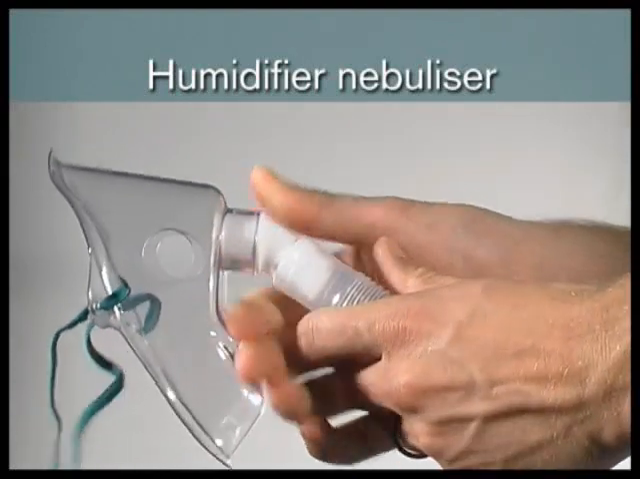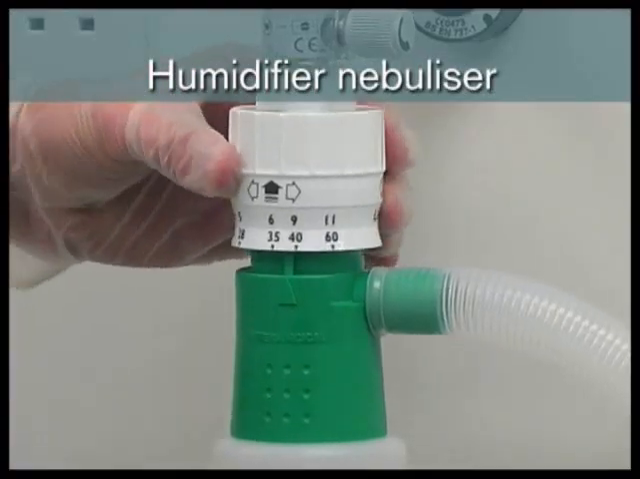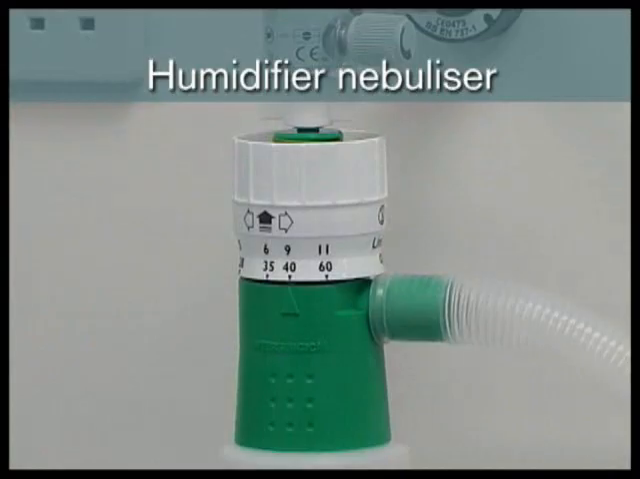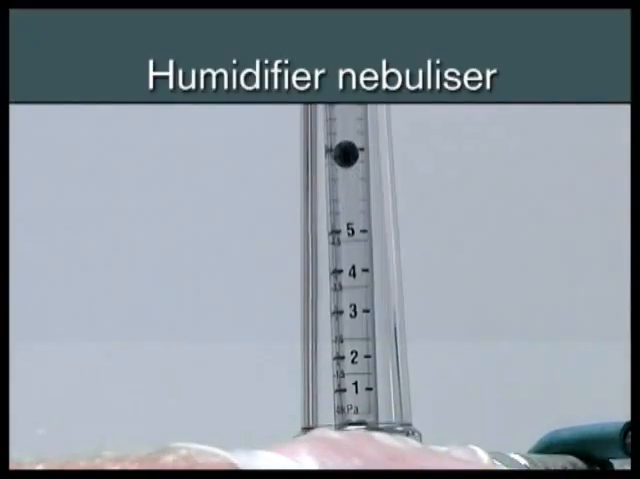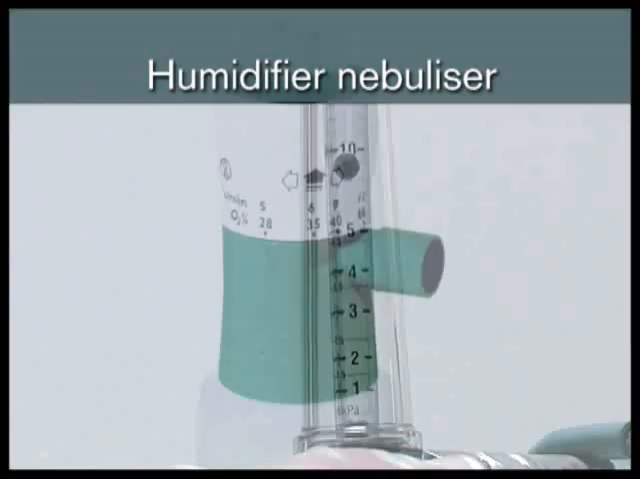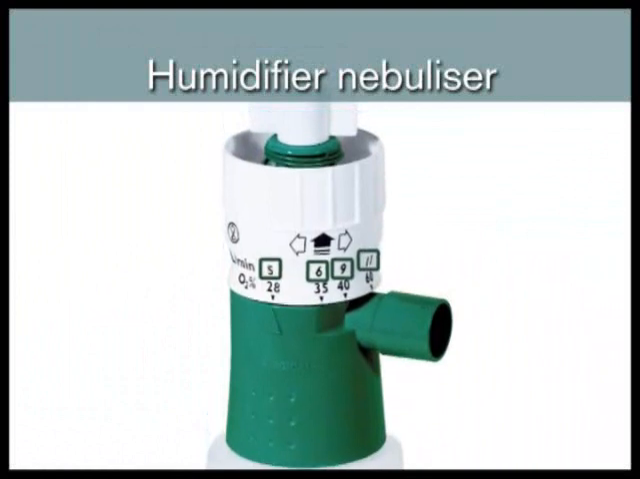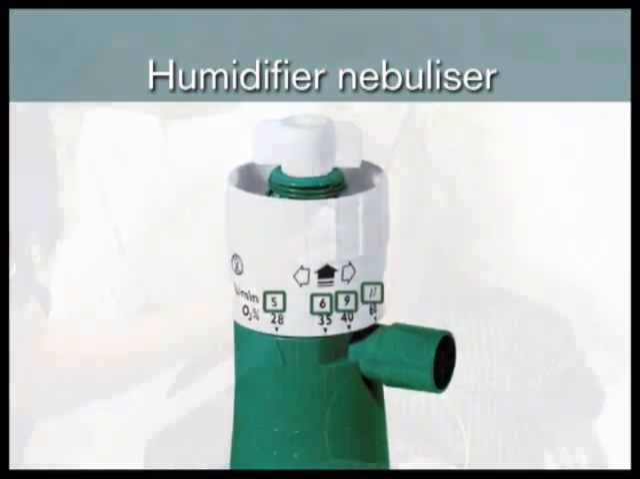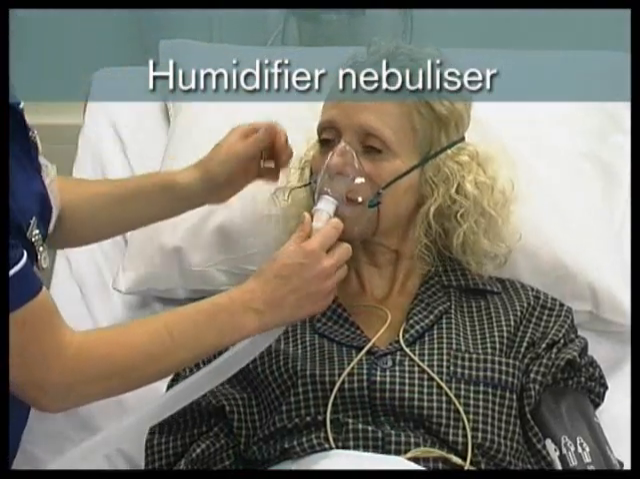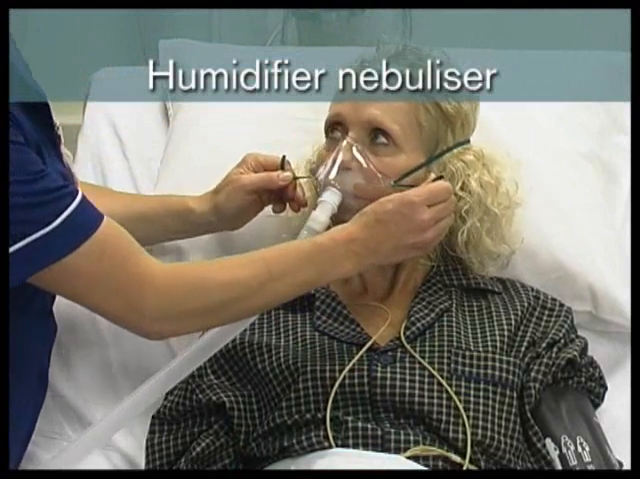Attach the mask. Adjust the oxygen concentration to the required level. Set the flow meter to provide the required total flow to the patient. The Intersurgical Aqua Mist makes this simple by indicating the appropriate flow above each oxygen setting. Attach the delivery device and fit to the patient.